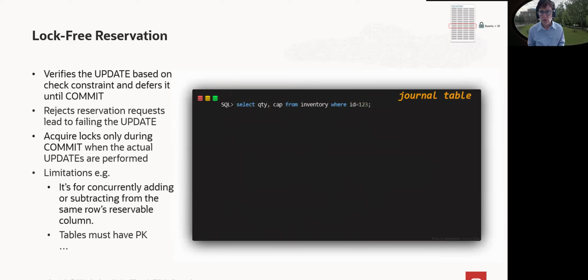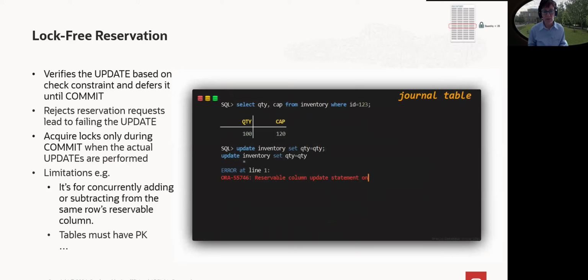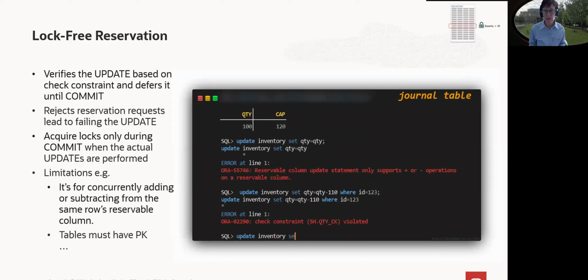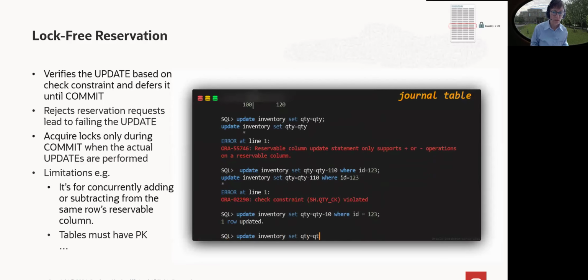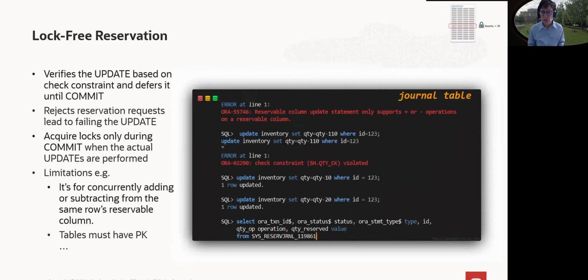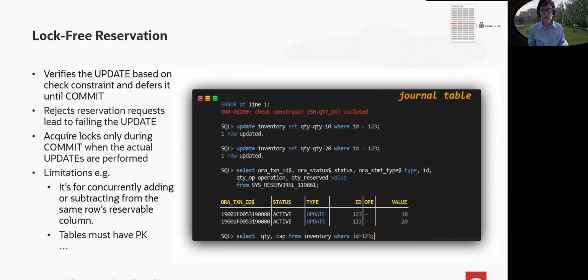When we check our inventory table, we can see that the quantity is still 100. What is not possible is an update like this, because you need to add or subtract values. So you will get an error here. That's not possible, the first update, but the second update is also not possible. Why? Because we violate the constraint. We cannot subtract 110. So in the next two examples, we subtract 10 and 20, and of course this will be successful. If we check our journal table, we will also see these entries. There are two rows indicating that there are two updates.